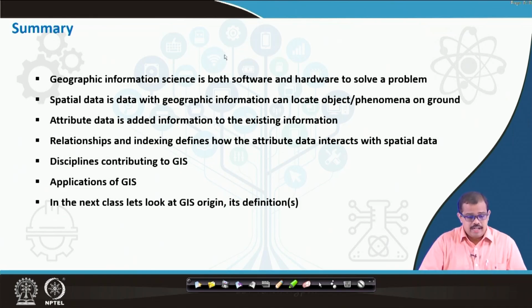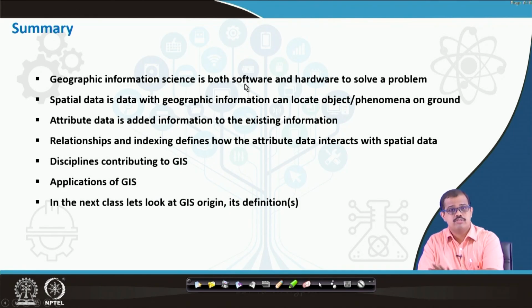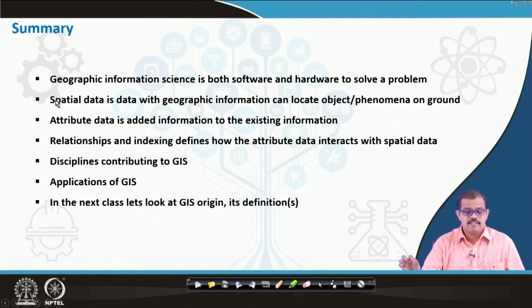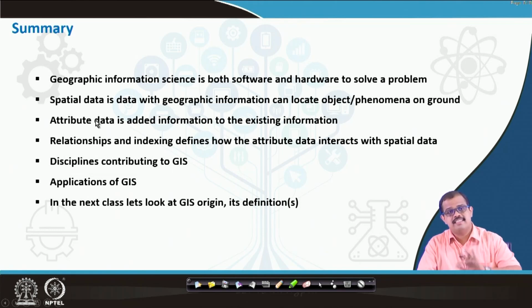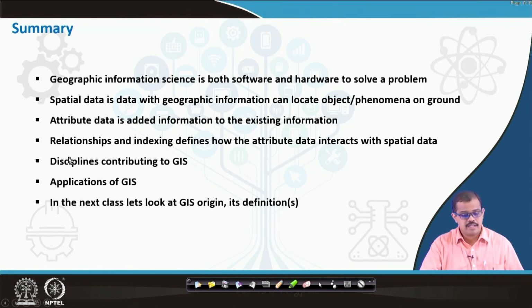To summarize today's class, geographic information science is both hardware and software to solve a problem. When I say science, it is a science to develop the tool as a software. Spatial data is data with geographic information that can locate an object or phenomenon on the ground. Attribute data is added information to existing information, maybe a spatial data. Then relationships and indexing define how attribute data interacts with the spatial data. We will learn more about what relationships are and what we mean by indexing.